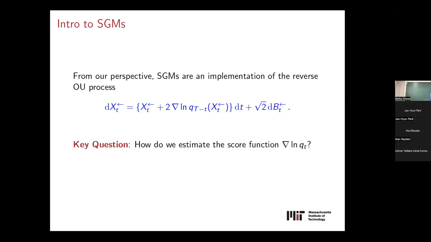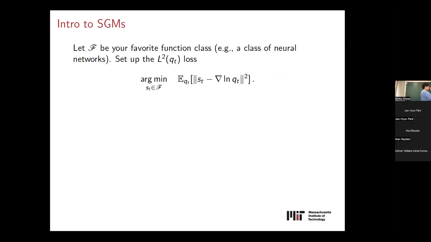Okay, so the problem is we don't know the distribution over images. We don't know Q0. In particular, we don't know the score function, grad log Qt, for any time t. So how are we going to implement this? The way we do it is we approximate the score and learn it via a neural network. Script F is your favorite parameterized class of neural networks. Imagine we want to learn the score function by just setting up an L2 loss. We want to find a minimizer s_t in the function class that's as close as possible to the score.